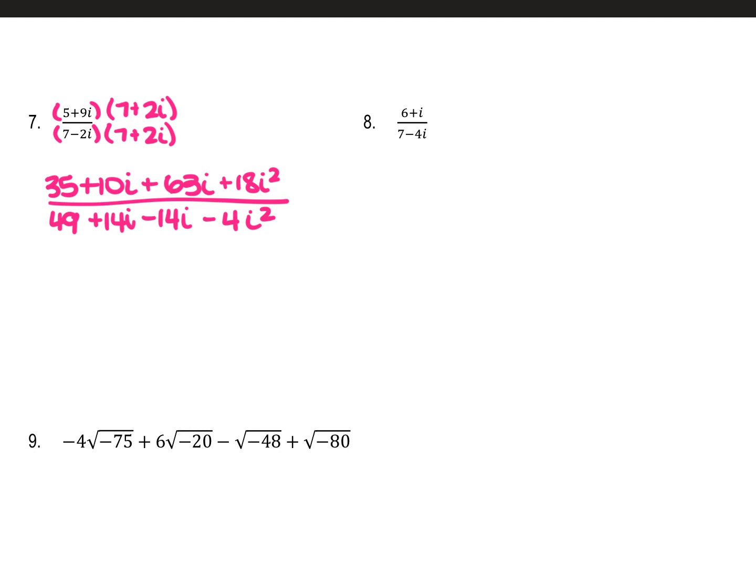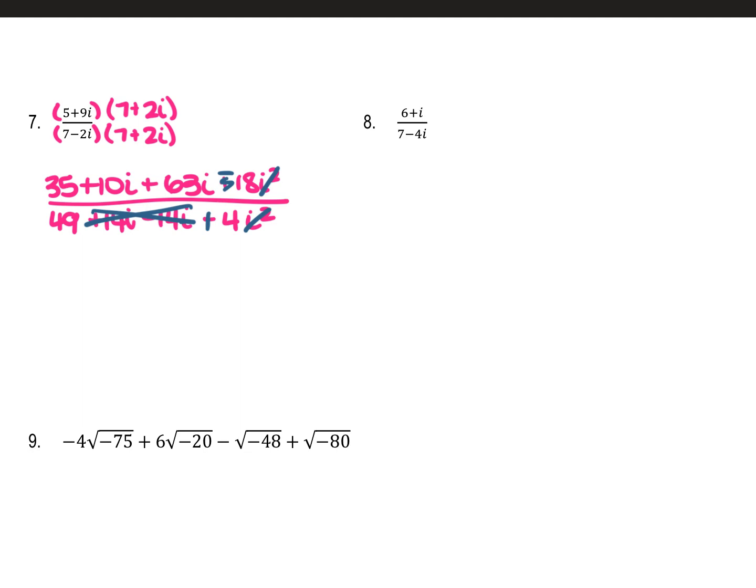Up top and on bottom, you have that i squared, which turns into negative 1. So it changes the sign in front of the number. So that positive 18i squared turns into negative 18, and that negative 4i squared turns into positive 4. From here, combine your like terms on both the top and the bottom. Your bottom has the 14i minus 14i, which are opposites, so they cancel each other out. So you can do that first if you'd like to.